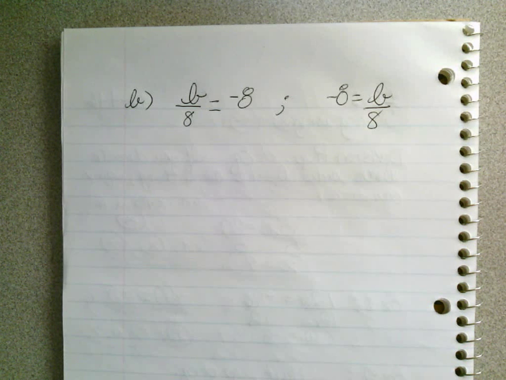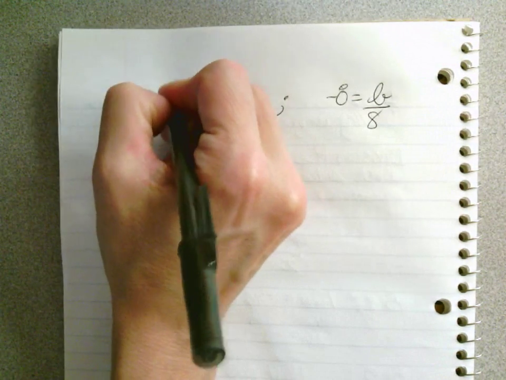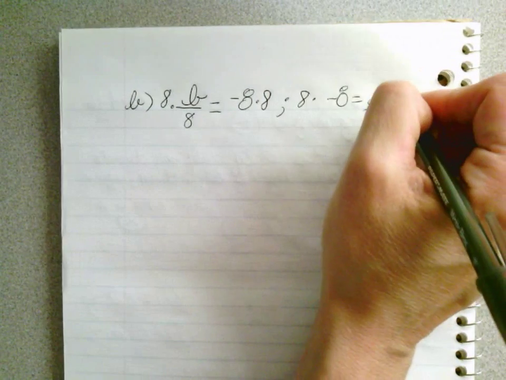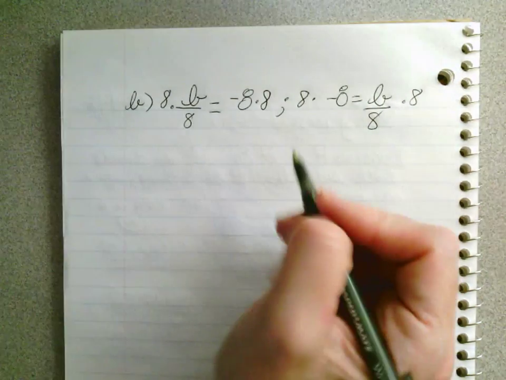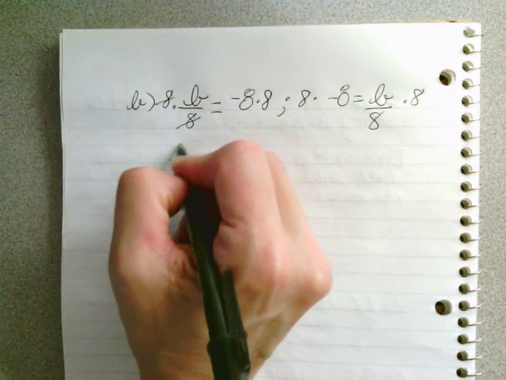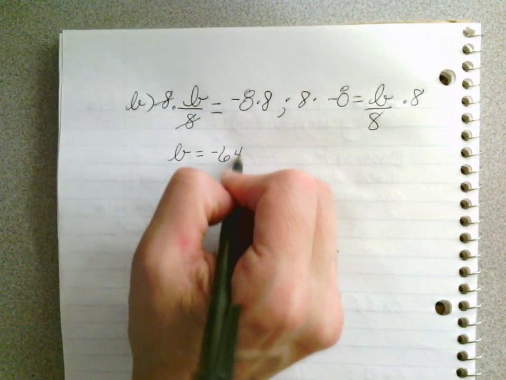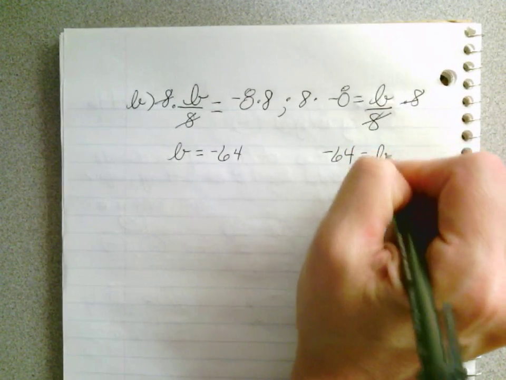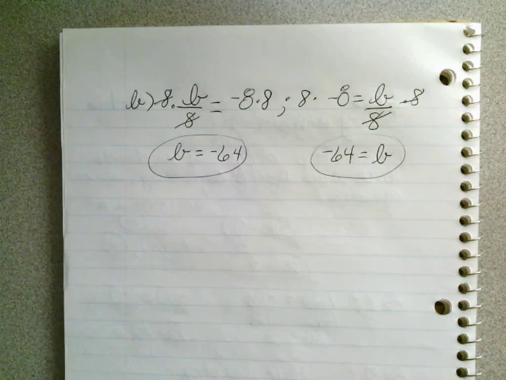Izza, what do you think the answer is? For the one I just put up there. Yeah, and if you didn't know that, you can multiply both sides by 8. Well, I can do that here too. That cancels out the divisor, just like it does over here. Whichever way you answer it, it's fine. B is -64, -64 is B.